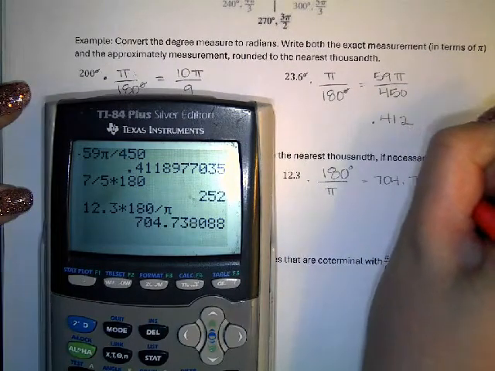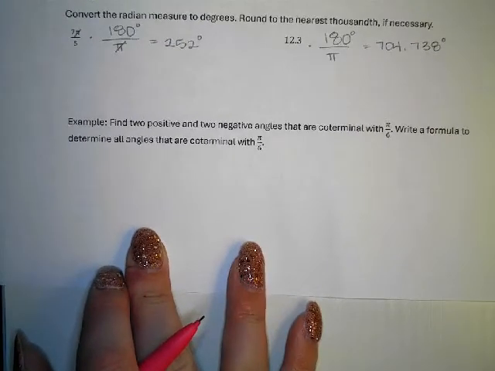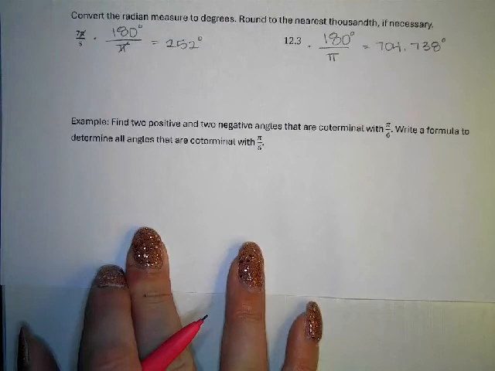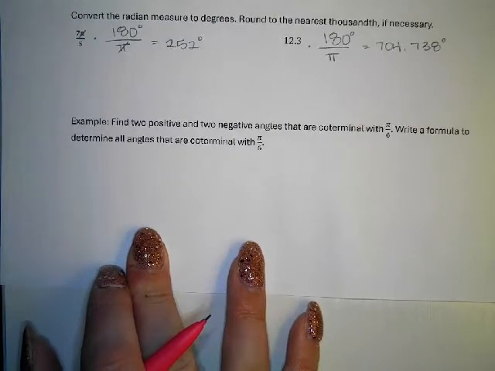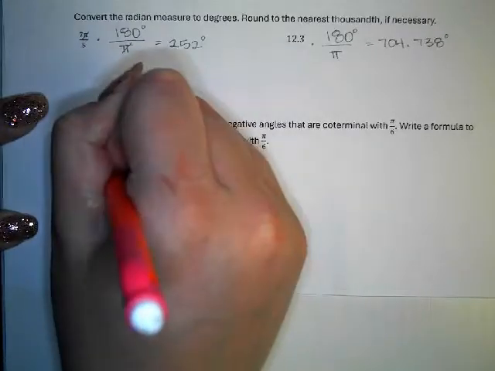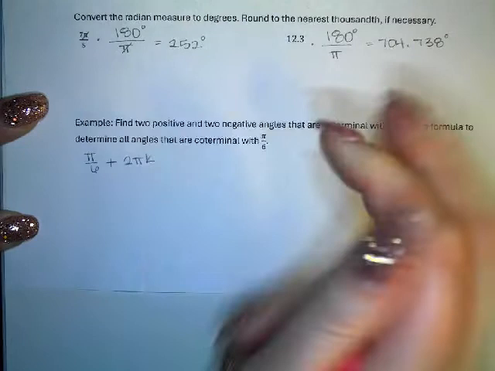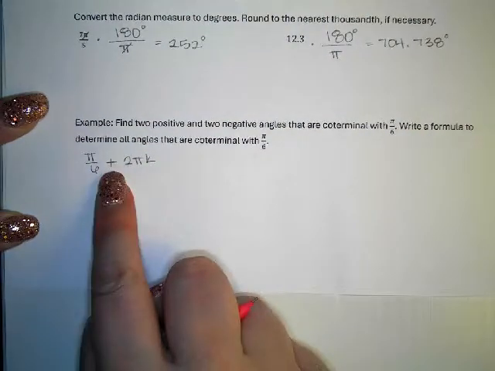All right, next it says find 2 positive and 2 negative angles that are coterminal with pi sixth. So if we want 2 positive and 2 negative angles, that just means we have to add a full circle twice and subtract a full circle twice. And so I'm going to take pi over 6 and I'm going to be adding and subtracting 2 pi times k. This is a formula that could give us all of the angles that are coterminal with pi over 6.